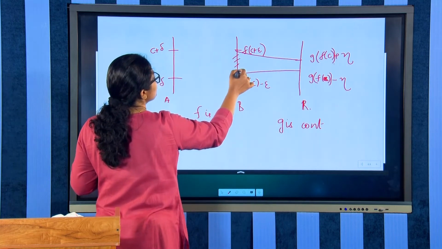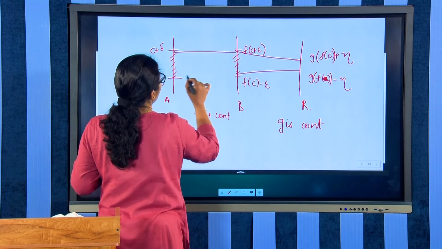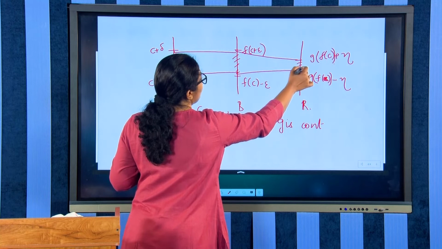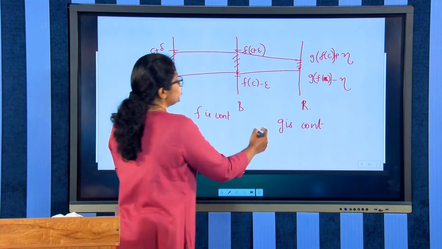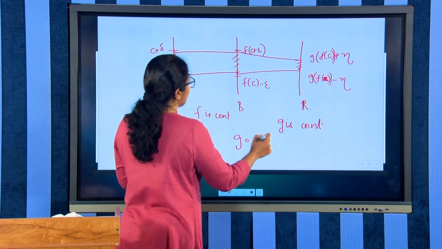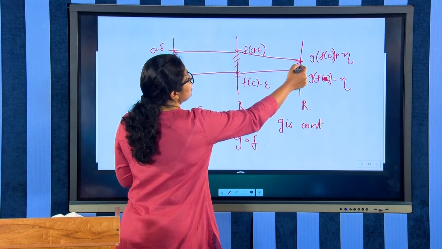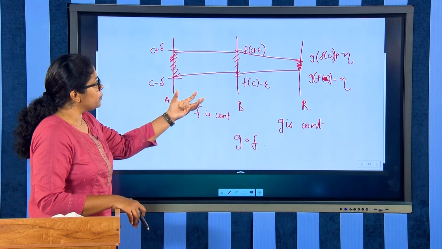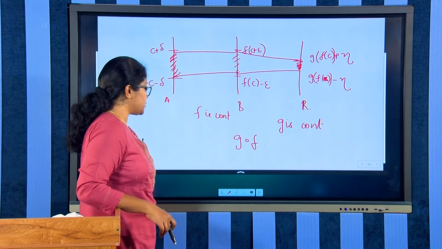So, this follows from the continuity of g: this is taken to this interval and this is taken to this interval because g is continuous. So, in effect, g composition f is directly from this to this interval. We can combine these two. So, that is the concept behind the composition of functions.